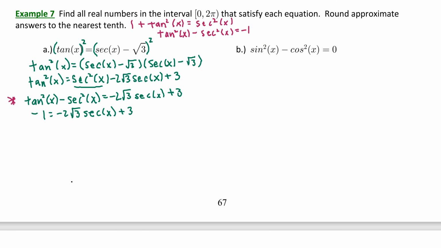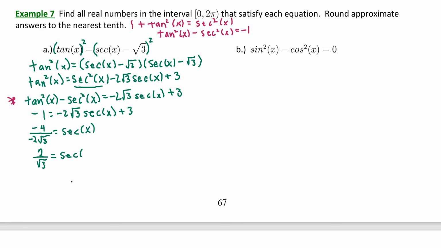Let's subtract 3 from both sides, and then we will divide both sides by negative 2 square root of 3. Subtracting 3 from both sides gives us negative 4 on the left side. Then we'll divide by that coefficient negative 2 square root of 3. That isolates secant of x. Let's go ahead and reduce that by a negative and a factor of 2. We could rewrite that as 2 over the square root of 3 equals secant of x.